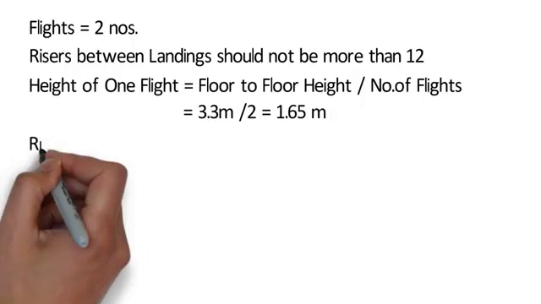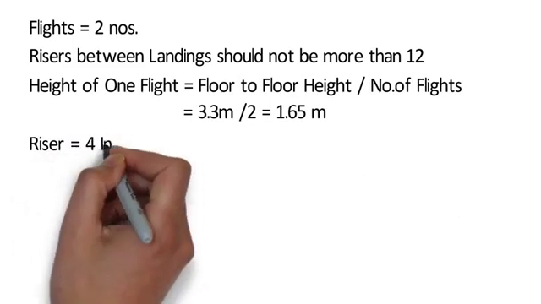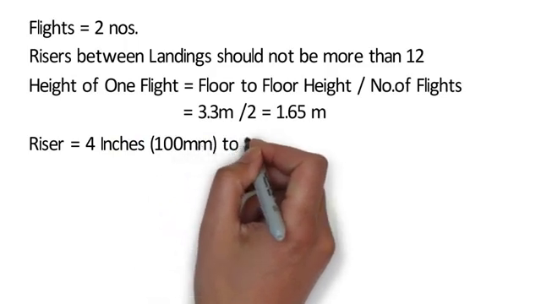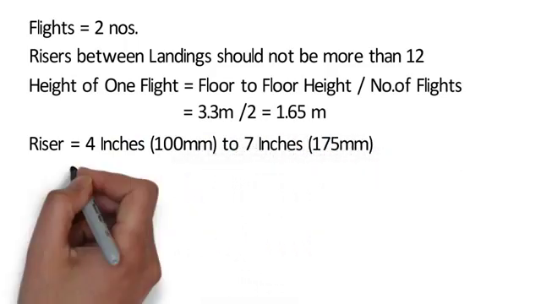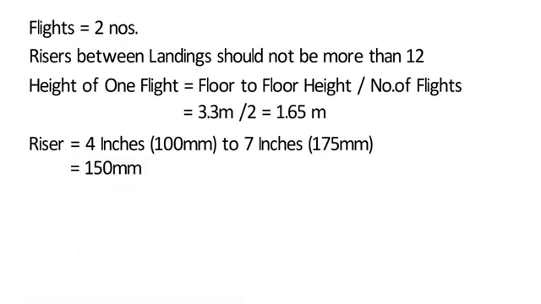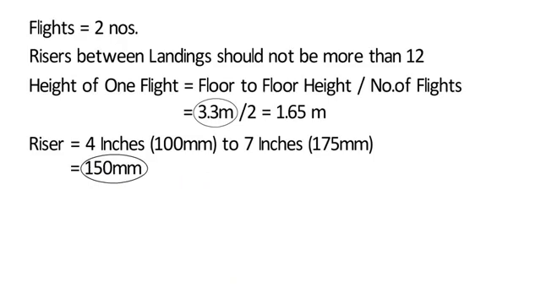Now we have to assume riser, that is height of step. Risers can be 4 inches to 7 inches, that is 100 mm to 175 mm. Here we will consider a riser of 150 mm. Now we know floor to floor height and riser. So we can calculate number of steps.